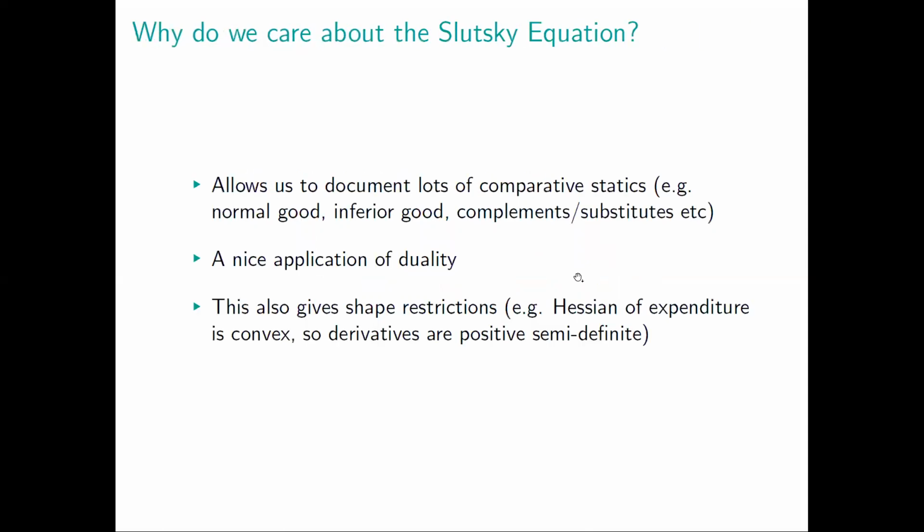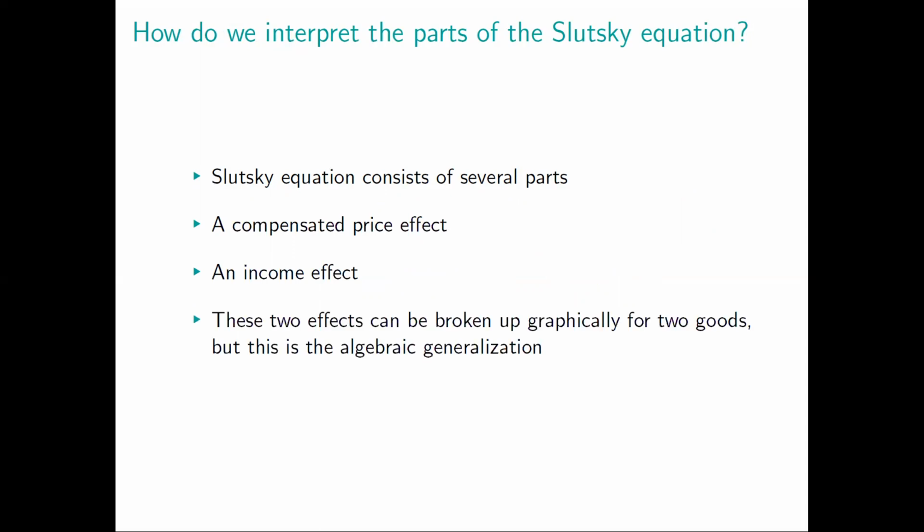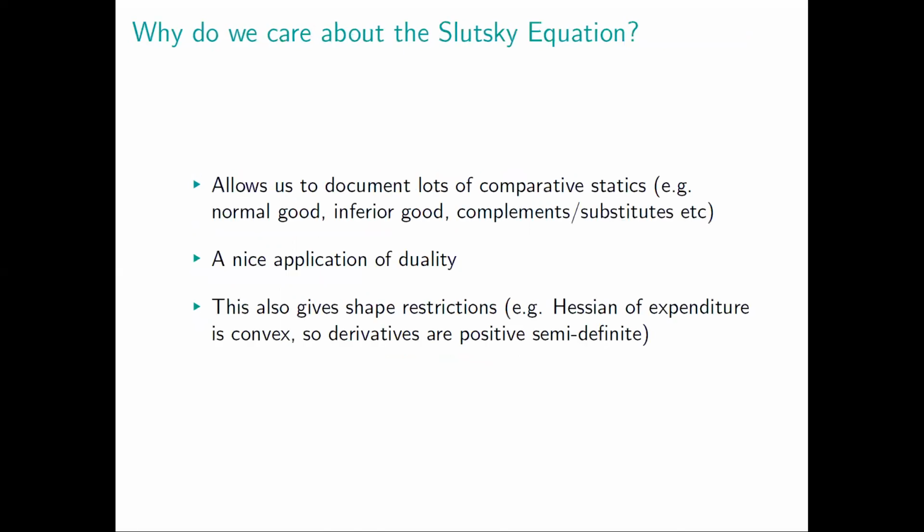Yeah, so how do we interpret parts of the Slutsky equation? There's going to be several parts. Essentially there's a compensated price effect and there's an income effect. I'll go back to the slide on the Slutsky equation to show how these show up shortly. These two effects can be broken up graphically for two goods, but the Slutsky equation we have here is an algebraic generalization of the thing you may have seen in your intermediate microeconomics class.